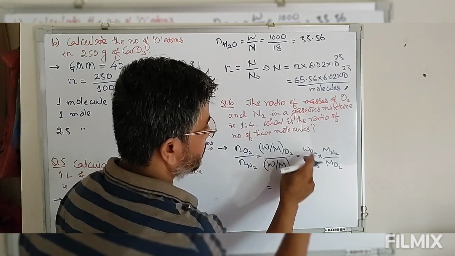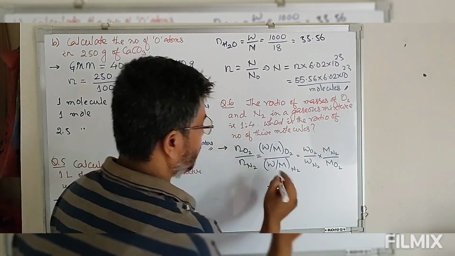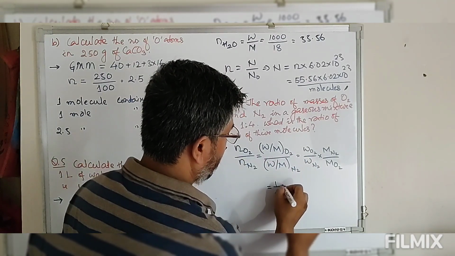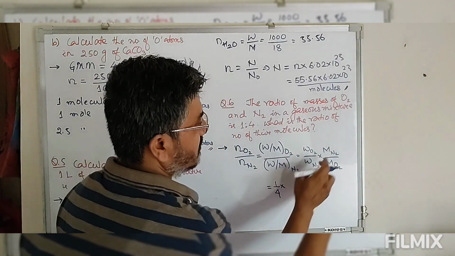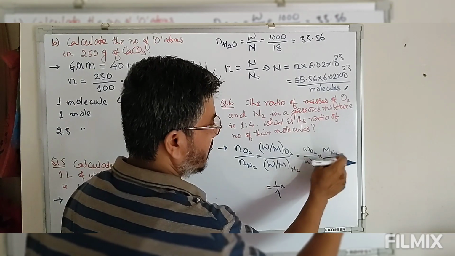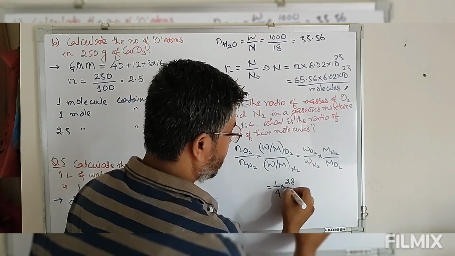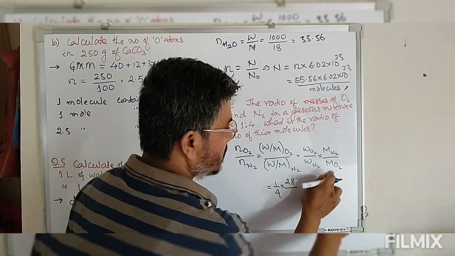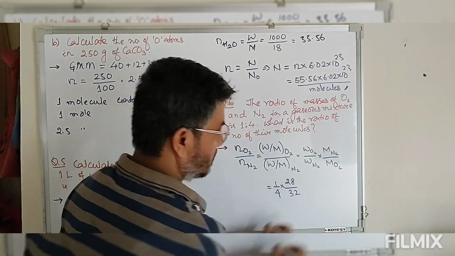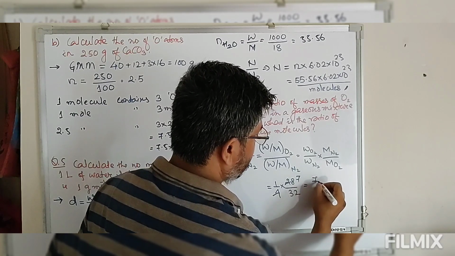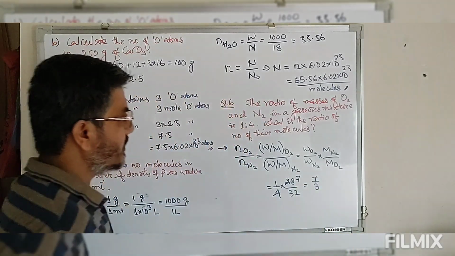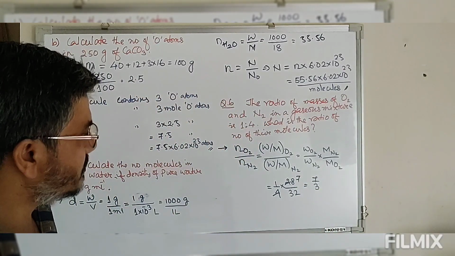Now the mass of oxygen to the mass of nitrogen is given as 1:4. So 1/4 into the molecular mass of nitrogen. The atomic mass of nitrogen is 14, so 14 into 2, that is 28. Then the molecular mass of oxygen is 32. So now look at this, we cancel this out, and this is 7/4 over 32.